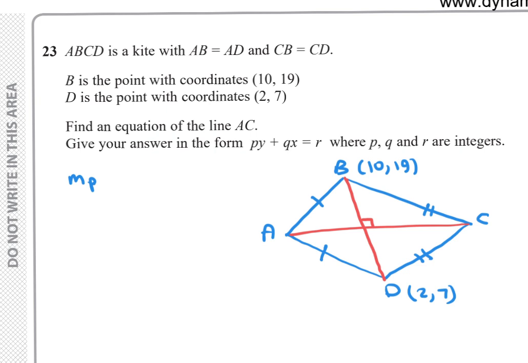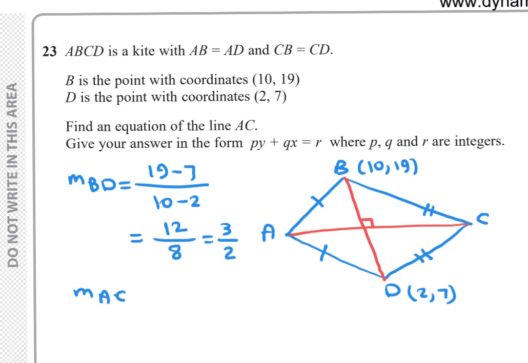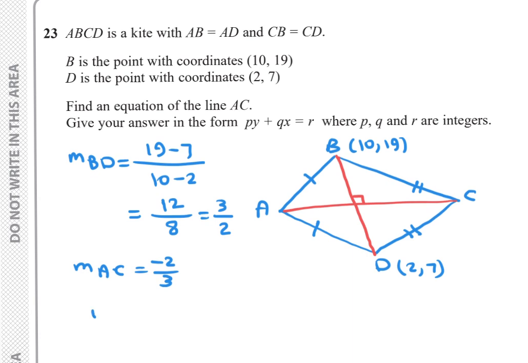Gradient of BD equals y minus y, so 19 minus 7, over x minus x, so 10 minus 2. 19 minus 7 is 12, 10 minus 2 equals 8, so 12 over 8 in the simplest form equals 3 over 2. Now the gradient of AC, because it is perpendicular to BD, is negative 2 over 3. And the equation of line AC: y equals negative 2 over 3 x plus c.